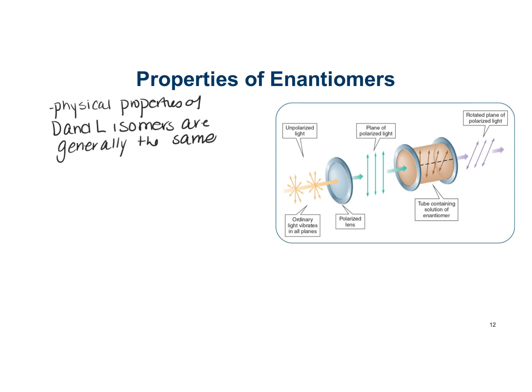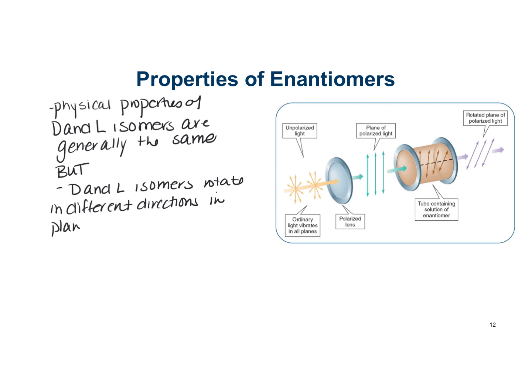right? But D and L isomers rotate in different directions in plane polarized light. So let's talk about what plane polarized light is first.